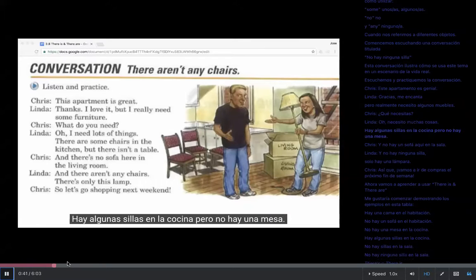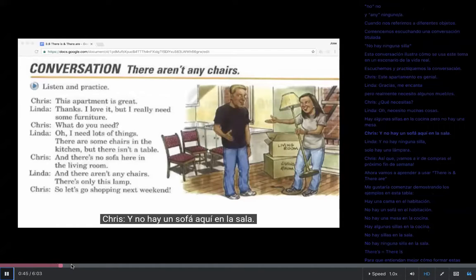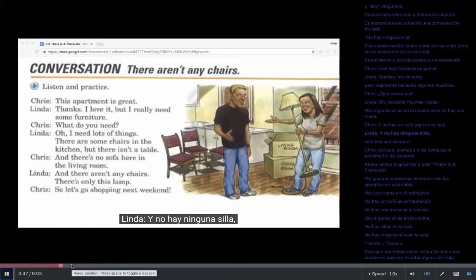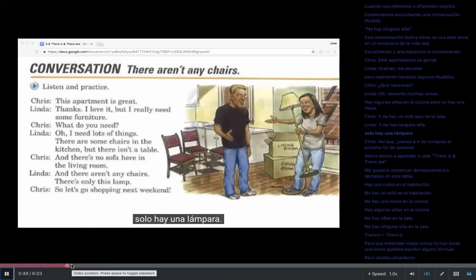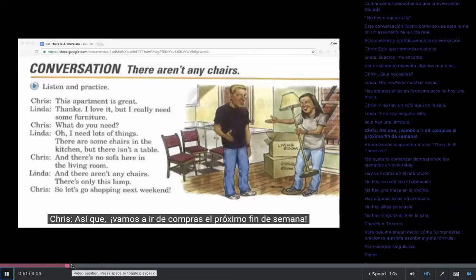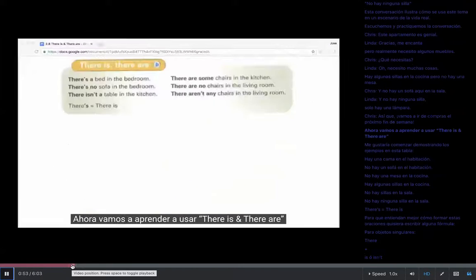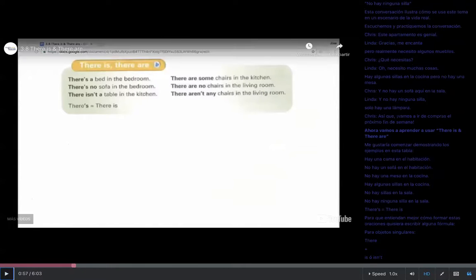There are some chairs in the kitchen, but there isn't a table. And there's no sofa here in the living room. And there aren't any chairs. There's only this lamp. So let's go shopping next weekend. Now, let's learn how to use there is and there are.